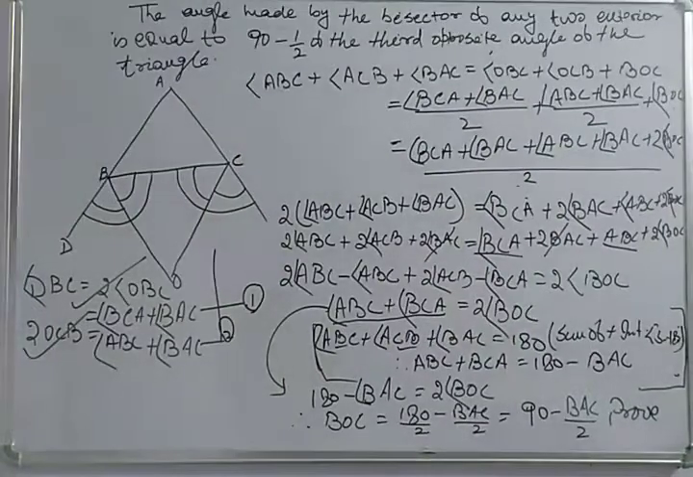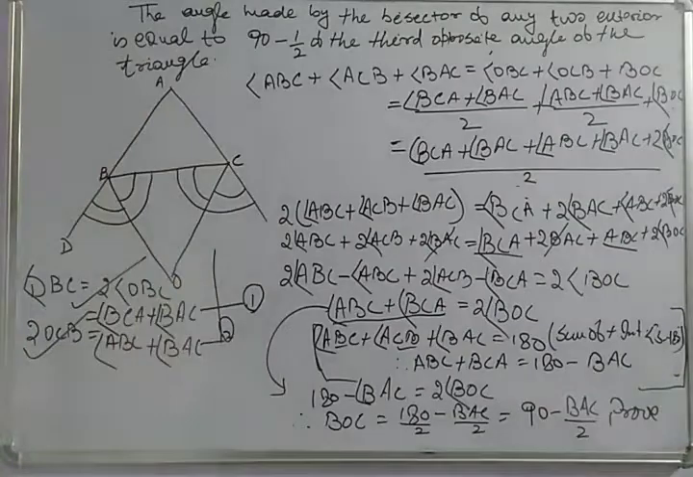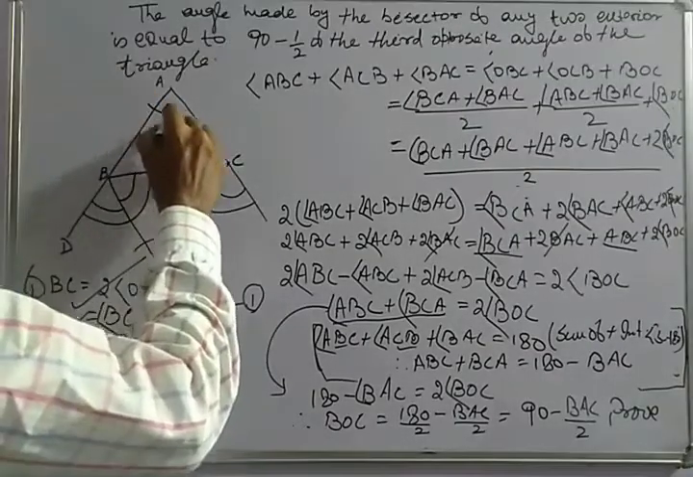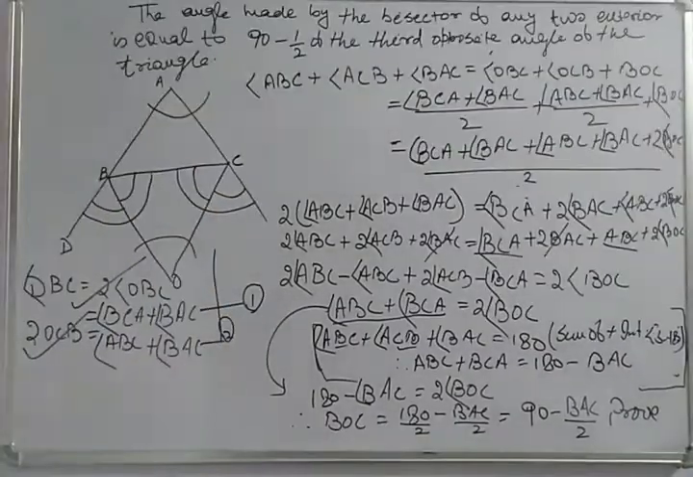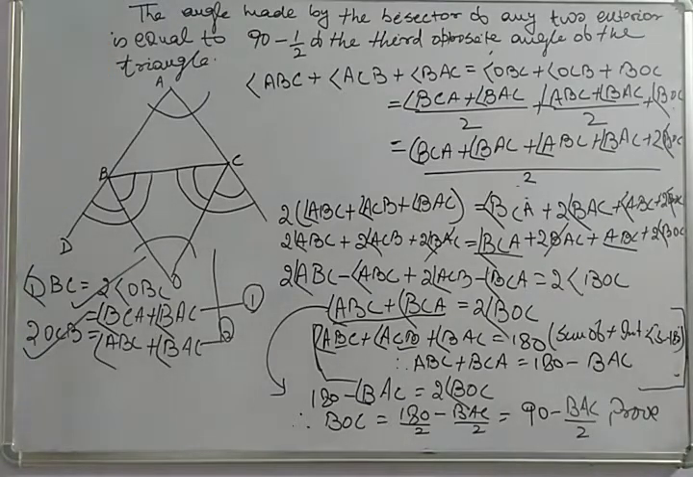So you have understood, I have taught you the whole thing in this video. Everything is clear here. If you go through this video, then you can understand that this angle BOC is equal to 90 minus BAC by 2. So this is the proof which I have taught you. Go through the video nicely and you can understand. This is a large proof, but it is needed.